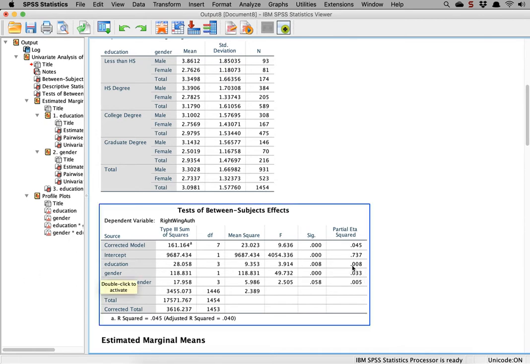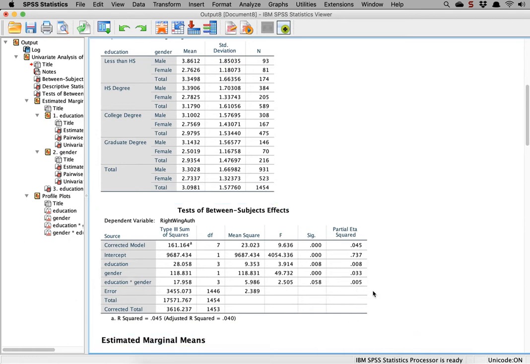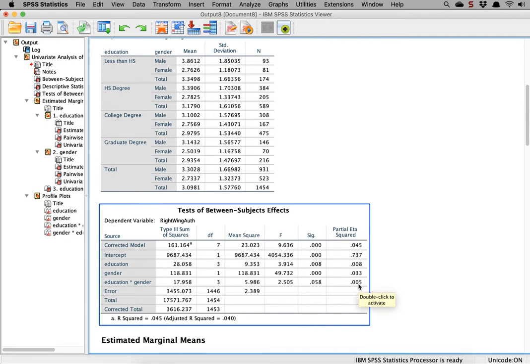So the education, these are small. These are from 0 to 1. So 0.8% of the variation in authoritarianism is explained by education, 3.3% by gender. And the interaction is pretty small, 0.5% of variation explained. But we're going to pretend that that's significant, and we're going to look at it.